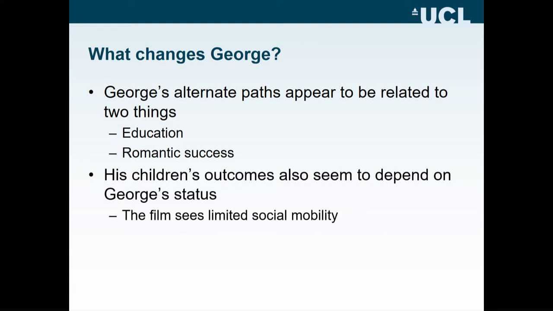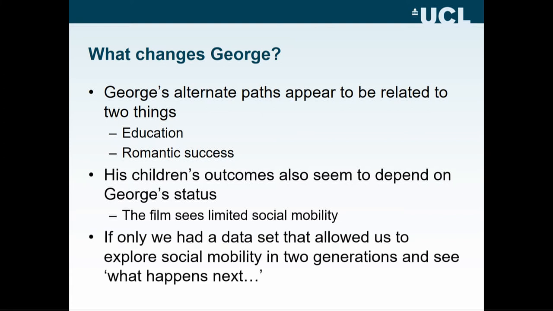When George is a low-grade employee, the children don't do well. When George is a professional or a high-status employee, his children do much better. So the film has a sort of limited picture of social mobility, and it suggests that the children's outcomes are very similar to their parents. And we can use the longitudinal study to explore those ideas of social mobility, and this is one of the major uses of the longitudinal study.